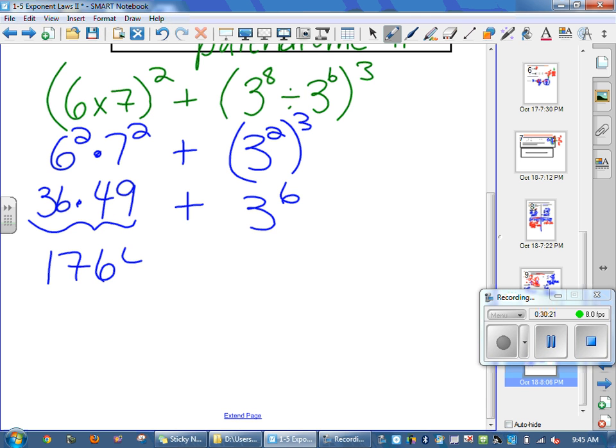Check your work, make sure you got the correct answers and see where you made your mistakes. This concludes lesson 1-5, Exponent Laws, part 2.